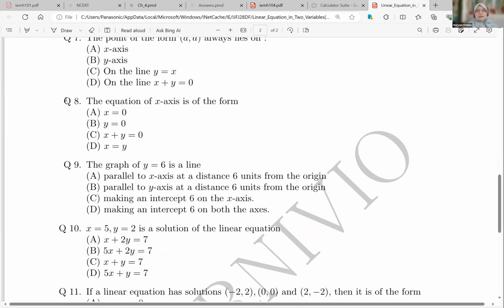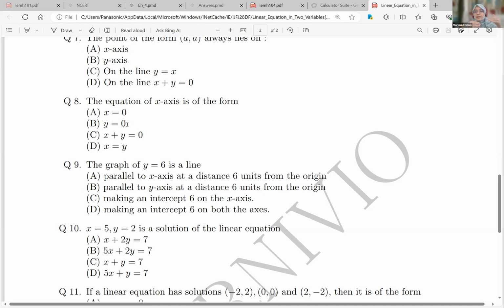So question number 8, Munir. The equation of x-axis is of the form... Look at your notes. The equation of x-axis is of the form y equals 0. Remember, the equation of x-axis is y equals 0 and the equation of y-axis is x equals 0. Just imagine it like this if you want to.